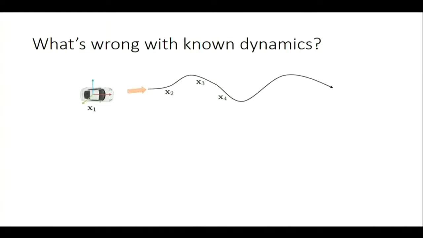Okay, so what's wrong with known dynamics? Why is all the stuff that we learned last Wednesday not enough to solve all of our problems? Well, for some systems like cars or aircraft, oftentimes we have a pretty good idea of how their motion is affected by the actions that they take. We might have very good equations of motion written down. For a car, you pretty much know if you turn the steering wheel to the left, the car will go left, and so on.